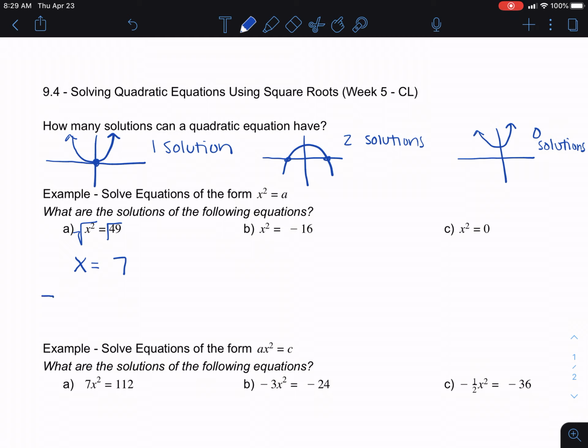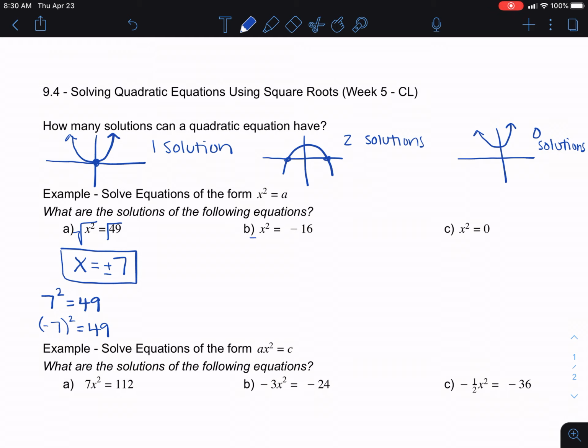If we do 7 squared, we get 49. We know that. But what if we did negative 7 squared? Remember, a negative times a negative is a positive, so we would also get 49. So when we do this, we're going to put a plus or minus in front to show that we're going to have 2 answers. And you'll do that on every problem.